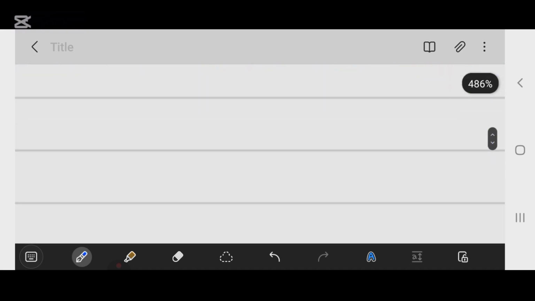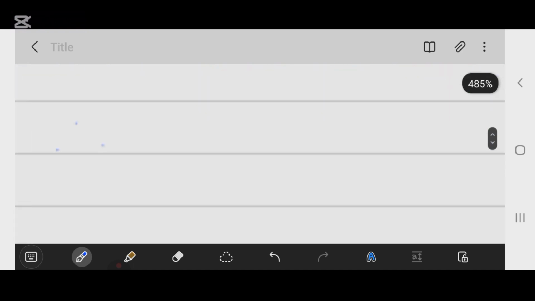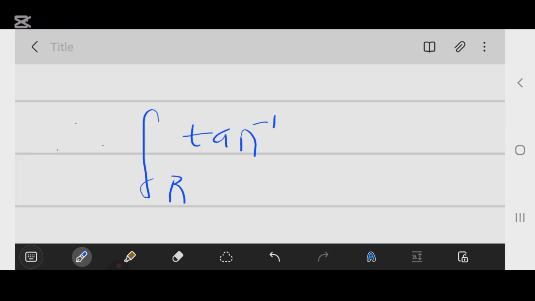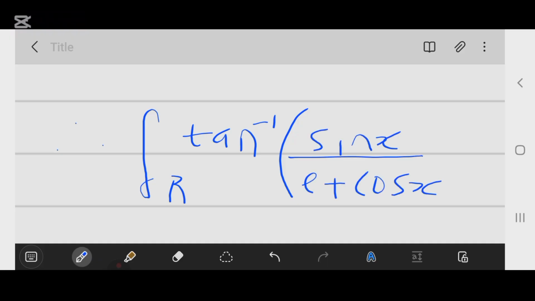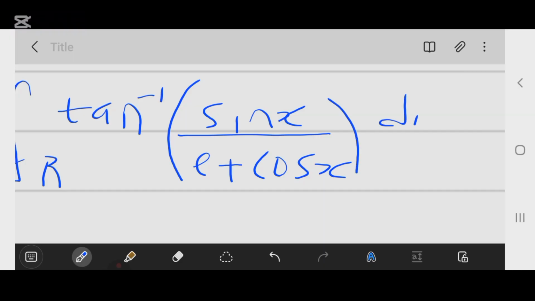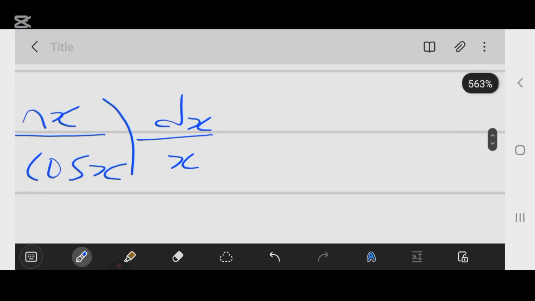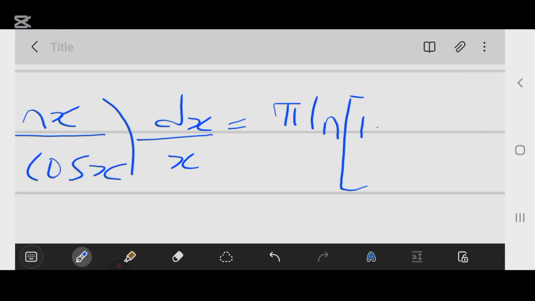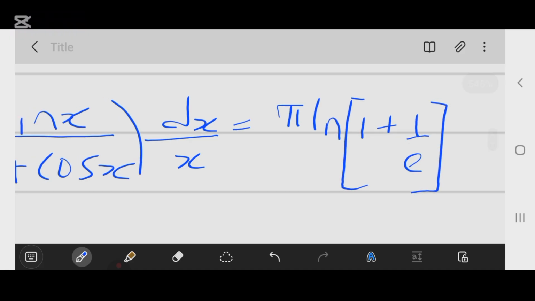Alright everyone, we've come to the conclusion of today's tutorial. We've been able to prove that this integral is equivalent to this expression.